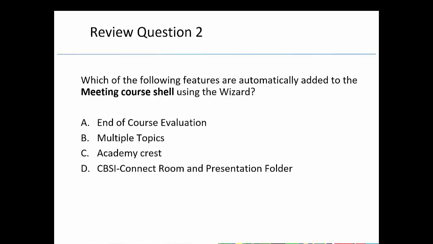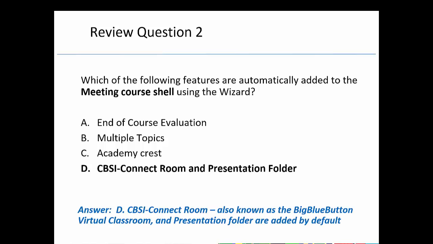Question 2. Which of the following features are automatically added to the meeting course shell using the wizard? A, an end-of-course evaluation, B, multiple topics, C, an Academy Crest, or D, a CBSI-Connect room and presentation folder? The correct answer is D, CBSI-Connect room. The CBSI-Connect room is also known as the Big Blue Button Virtual Classroom, along with the presentation folder. These are added by default through the wizard process to a meeting.